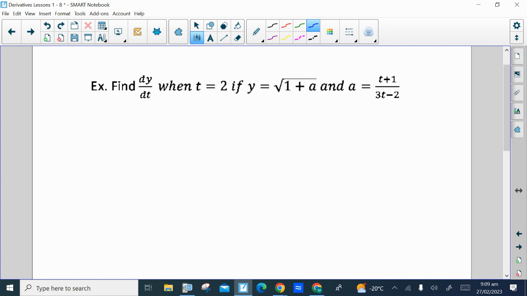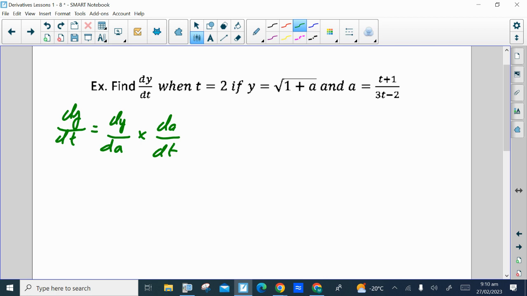But there's another way that we can do this, and it starts by writing an equation that we haven't seen yet, and that is this. You can write dy by dt as an equation. You can say that equals dy by dA times dA by dt. So where do those come from?